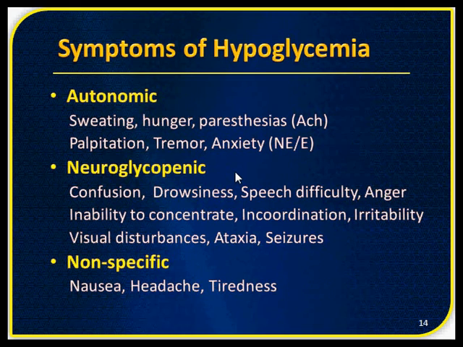Neuroglycopenic symptoms, that is, the brain experiencing lower blood glucose: confusion, drowsiness, speech difficulty, anger, inability to concentrate, incoordination, irritability, visual disturbances, ataxia, and sometimes even convulsions. And of course, unconsciousness. Non-specific symptoms include nausea, headache, and tiredness. So, there are three groups of symptoms: the autonomic symptoms, the neuroglycopenic symptoms, and non-specific symptoms.